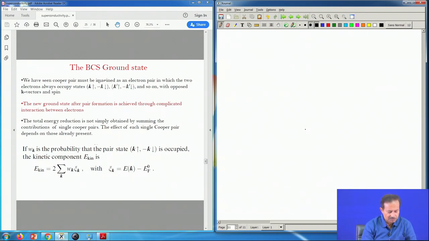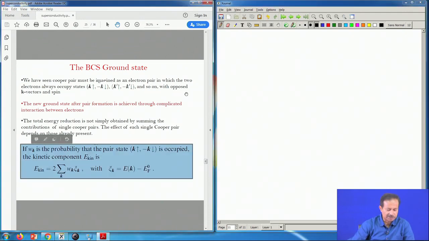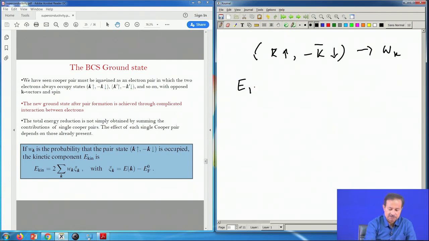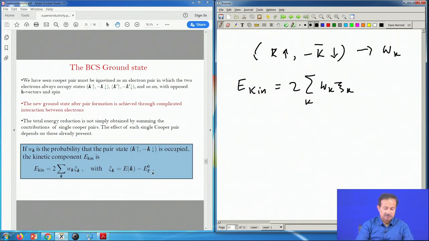So, let us just go about looking at this. Suppose Wk is the probability that the pair state k up, minus k down is occupied. Okay. So, that probability is Wk. Then its kinetic energy is of course E kinetic equals twice Wk Ck, where Ck is just Ek minus EF naught. Okay.